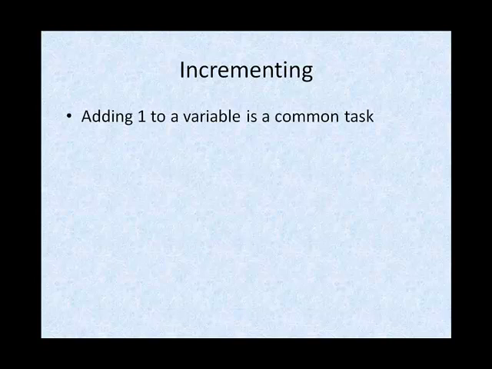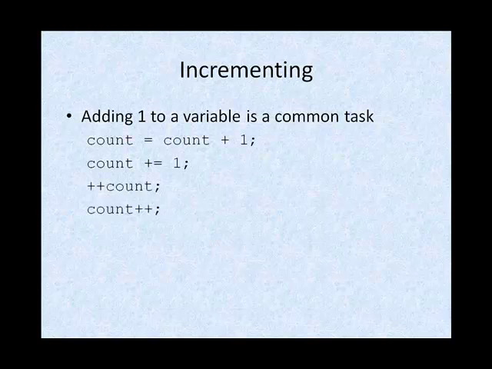Incrementing is the process of adding 1 to a variable. Adding 1 to a variable is a common task, for example, when you count occurrences of some task. count = count + 1 adds 1 to count and assigns the result back into count, increasing it. count += 1 uses the add and assign operator to increase count by 1. Two other statements you can use are ++count and count++. Each of these adds 1 to count.